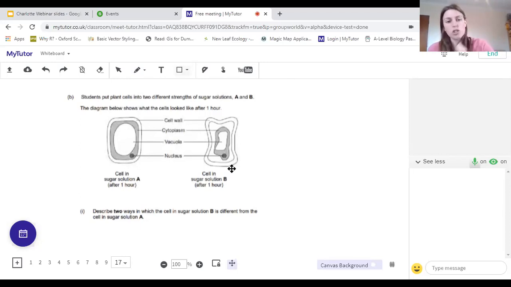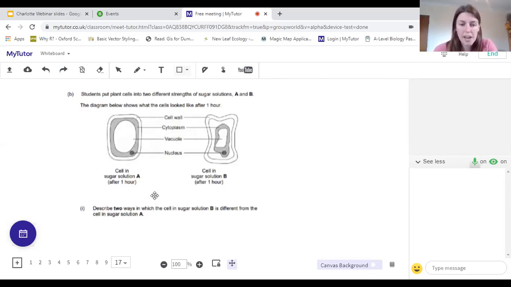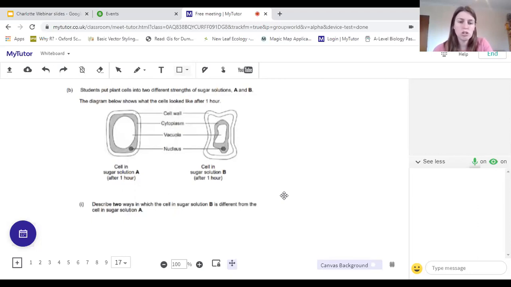Whereas the cell in sugar solution B, after 1 hour, has a bit of a shriveled cell wall. The vacuole's much smaller. There's space between the cytoplasm and the cell wall, so the cytoplasm's drawn right in. It's really shriveled. Describe 2 ways in which the cell in sugar solution B is different from the cell in sugar solution A. And if you can remember everything I just said in the last minute, I just told you the answer.